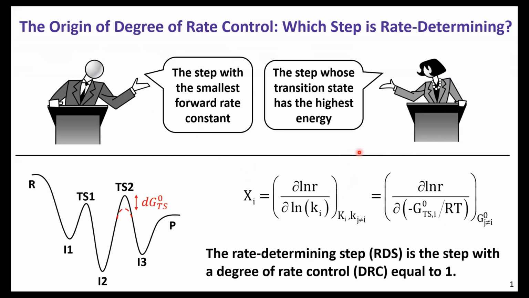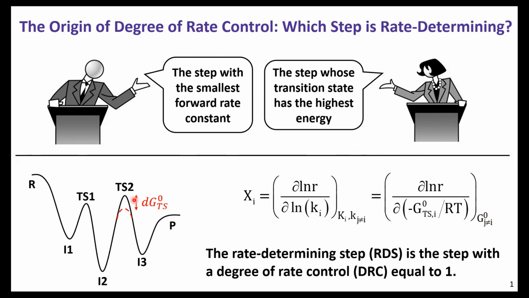The original purpose of degree of rate control, DRC, is to strictly define which step is rate limiting. The definition is a partial derivative of the logarithm of the rate with respect to the logarithm of the forward rate constant of step i, keeping the equilibrium constant and all other rate constants constant. An easier equivalent description is the partial derivative with respect to the negative Gibbs free energy of the transition state in step i over RT, keeping all other Gibbs free energies constant.